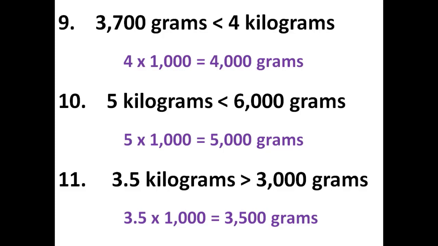Next number is 11. 3.5 kilograms is greater than, put a sign of greater than 3,000 grams. In the second line we have the conversion. 3.5 multiplied by 1000 equals to 3,500 grams. By the above calculation, we can say that 3.5 kilograms is greater than 3,000 grams.